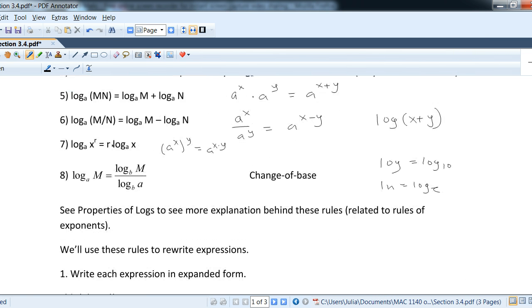So what can we do with these properties? When we start solving equations, that will really become helpful.